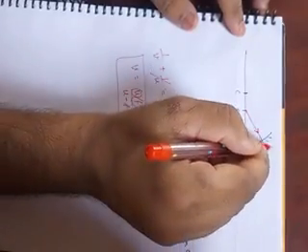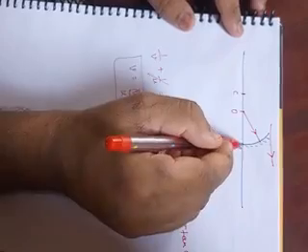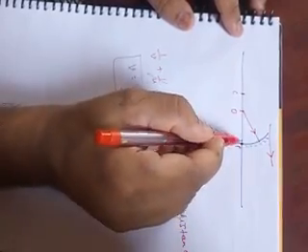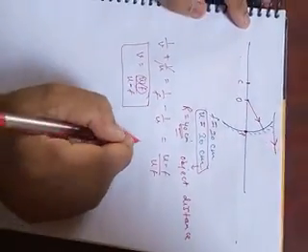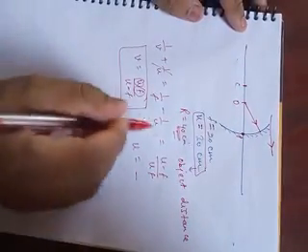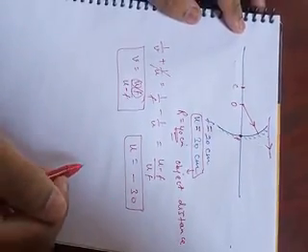The direction of the light ray will be from left to right. Measurement will be from the pole. So P to O will be opposite to the direction of light. So I will say U equal to negative. The value is 30, so U equal to minus 30. We are going to put this in the formula.